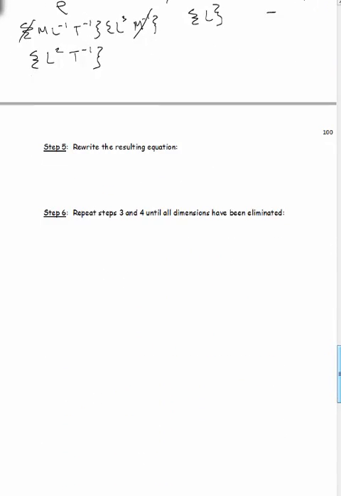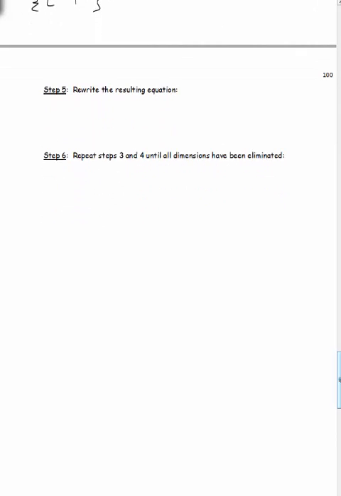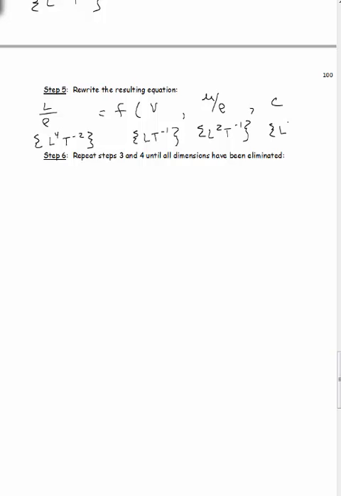rewrite that whole thing. So we have it, top of the page here. So L over rho, and that now has L to the 4th, t to the minus 2 dimensions, equals a function of v, which is L t to the minus 1, mu over rho, which has L squared t to the minus 1. Notice I didn't write rho, that's gone now. C was L, and our alpha is just going to keep tagging along as a non-dimensional parameter. Okay, so we've gotten rid of M. Good. What we want to do is continue that same process, get rid of all the other variables.